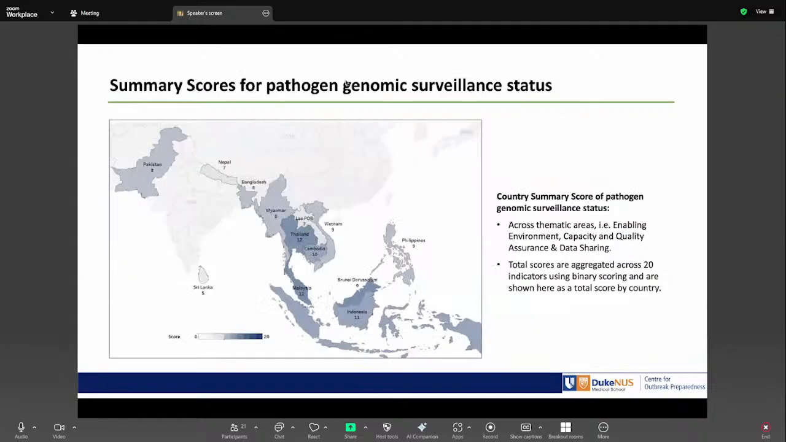This is just a summary score that we did for pathogen genomic surveillance, and you can see the capacity taking into consideration not just equipment and technical capabilities, but also national guidelines, supply chain, etc. And you can see the score changes with different countries.